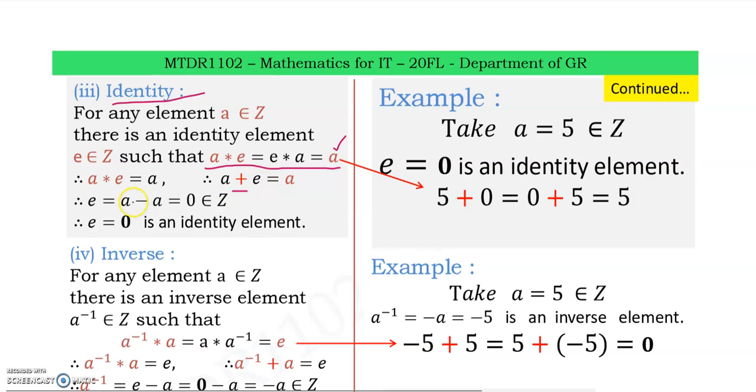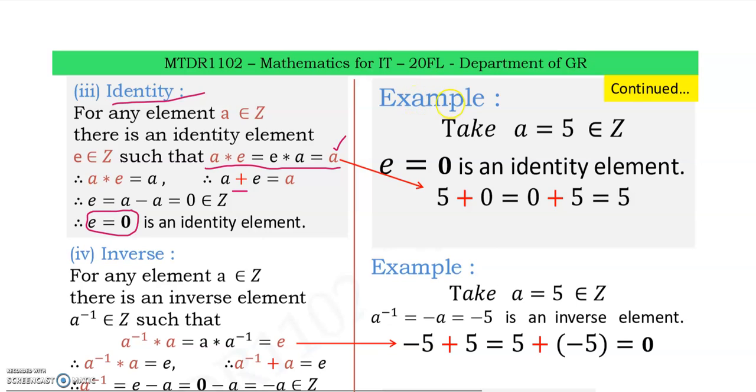You keep the identity element E on one side. Then E is equal to A minus this A. That is 0. So what is the identity element? E is 0. This is also inside your Z. So E is equal to 0 is the identity element of your binary operation sum over Z.